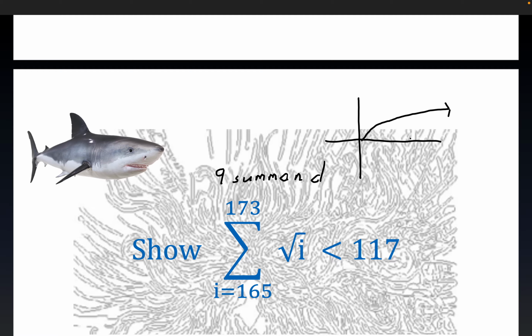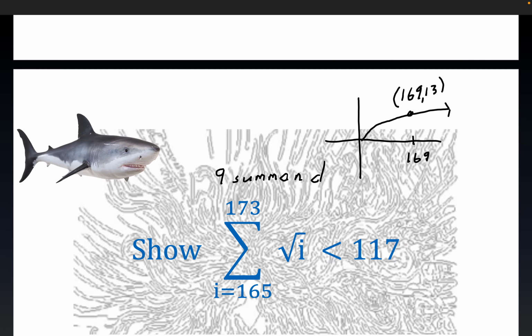But notice that 169 is over here somewhere, right? And the square root of 169 is 13. So let me locate this point up here. Okay, so you have the point 169, comma 13. And of course, this is the graph of y equals the square root of x.